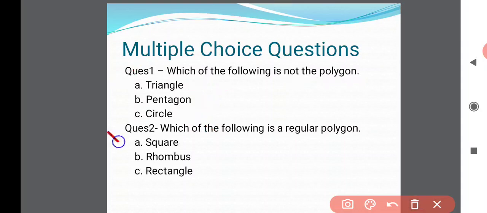Let's see the next question. Which of the following is a regular polygon? Now what did we understand by a regular polygon? Regular means all sides and all angles are equal. So in a square, all sides and all angles are equal, yes. What about a rhombus? No, sides are equal but not angles. Rectangle? No, all angles are equal but not the sides. So a square is a regular polygon.